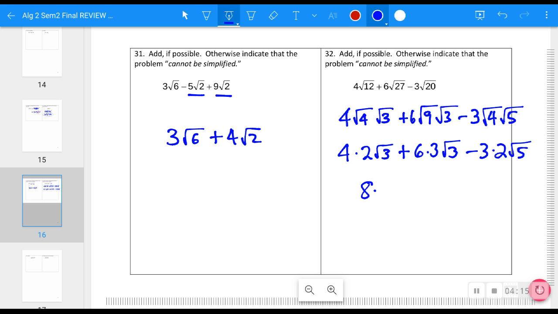You get 8 root 3 plus 18 root 3. Those can combine. Minus 6 root 5. That's a different radical. We'll have to just leave that one where it's at. So 8 root 3 and 18 root 3 is a total of 26 root 3. So you get 26 radical 3 minus 6 radical 5.